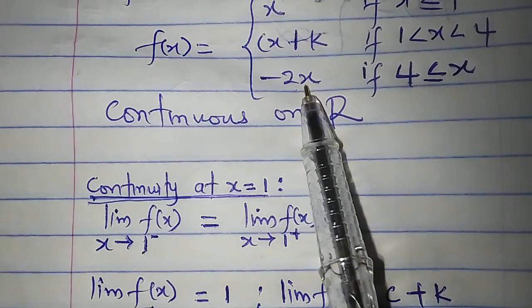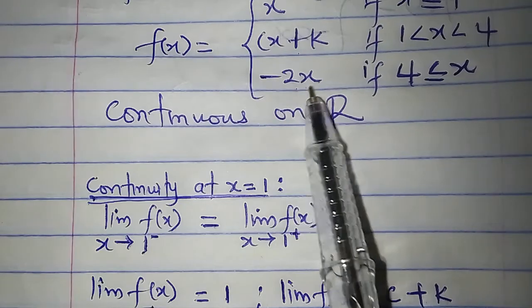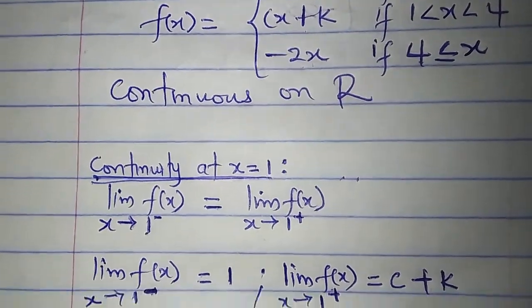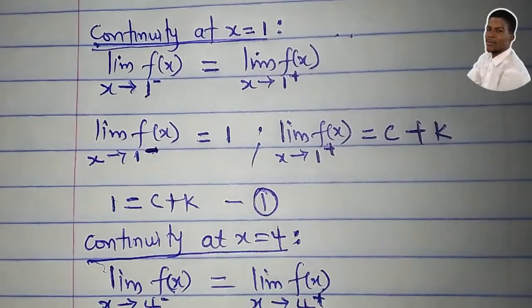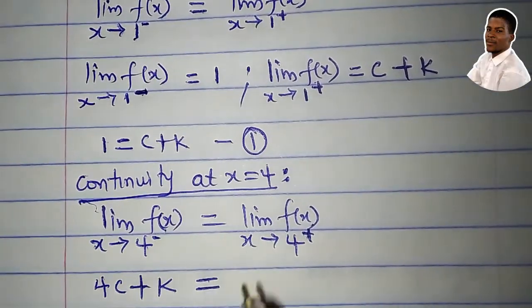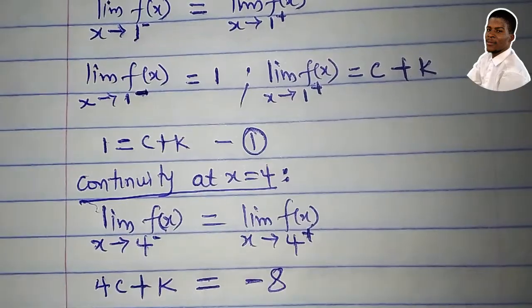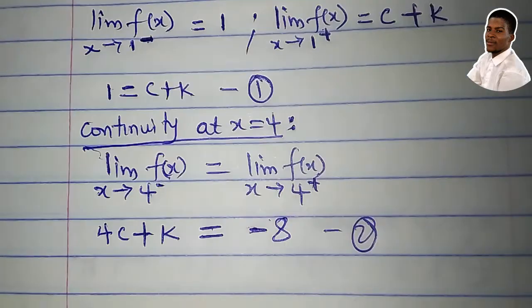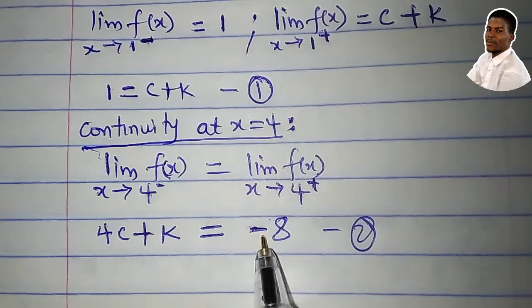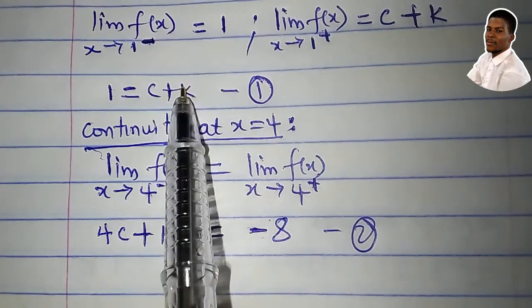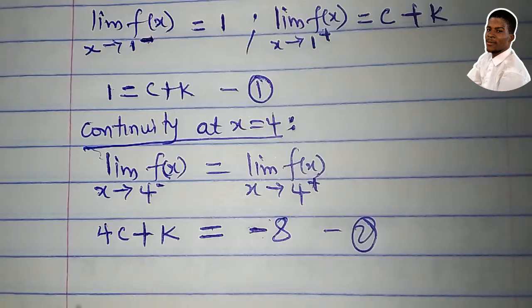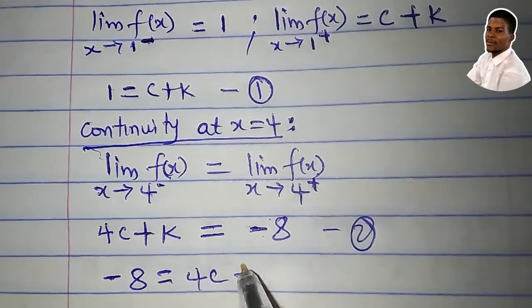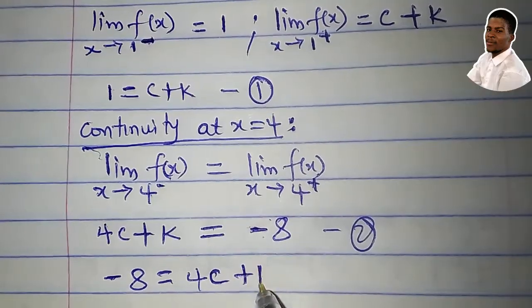In place of x, I'm writing 4. So we have minus 2 times 4, which is minus 8. So at this point, I will have minus 8. I hope you get it. This is equation 2. Okay, let me write it to resemble equation 1. I can say minus 8 is equal to 4c plus k.